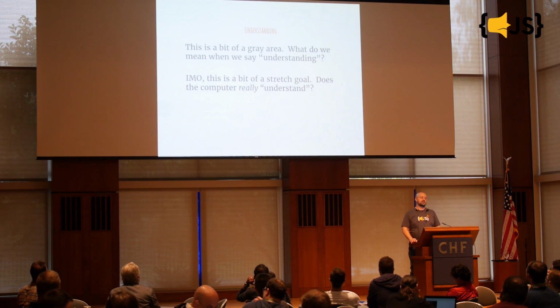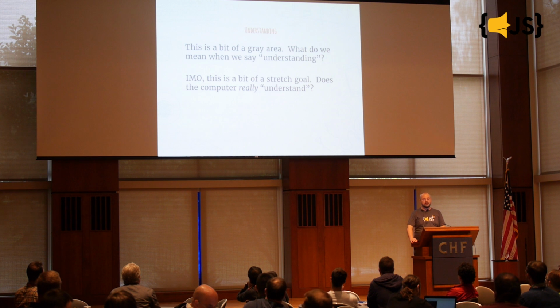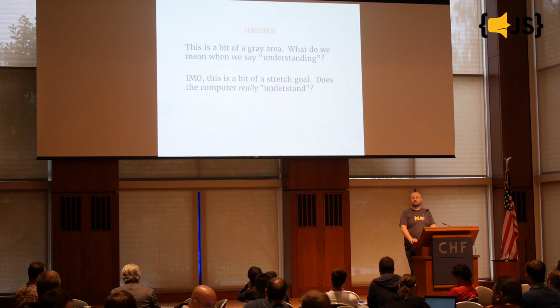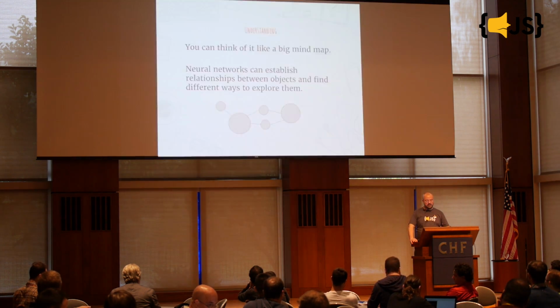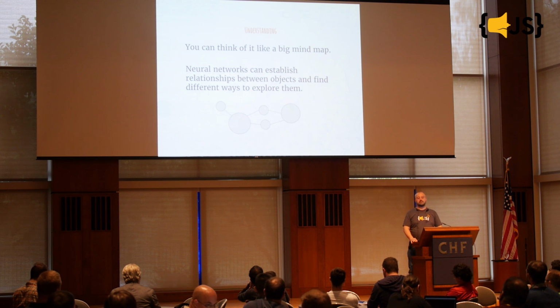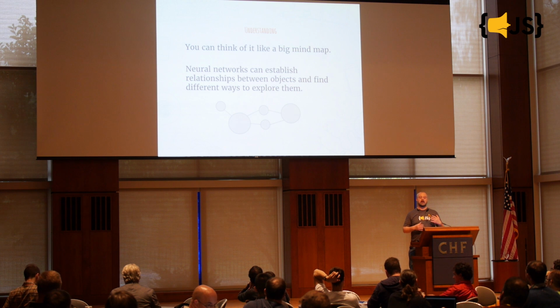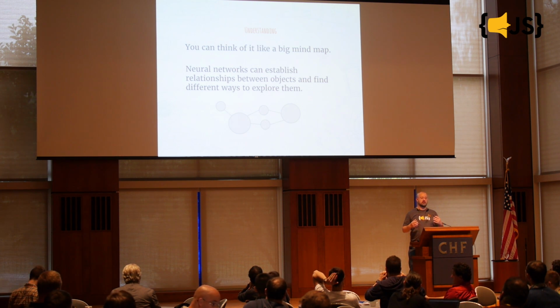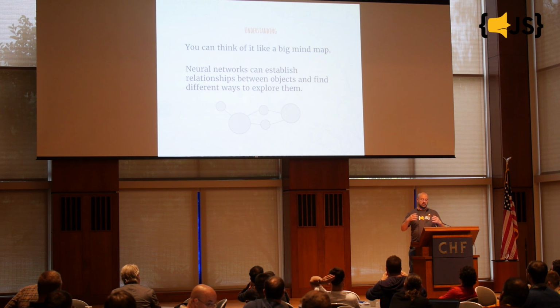So understanding is my favorite part. What do we mean? It's almost philosophical at this point. Does a computer understand me? What is it doing? You can think of it like a big mind map. You're creating these relationships and these attributes. A cat is furry, in most cases. There are hairless cats. Pointy ears, whiskers, and then it can relate that to something else. It has all of these attributes.